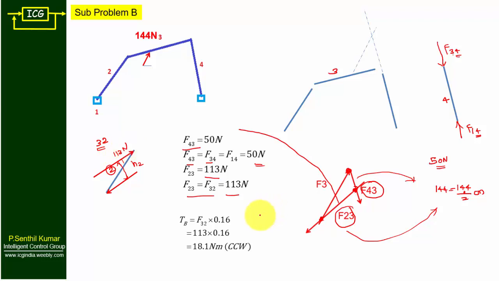So now I can find the torque. Torque equals F32, 113 Newton, multiplied by this distance. If you measure this distance, you will get 0.16. So 113 multiplied by 0.16 is 18.1 Newton meter. So what is the direction? This is the direction of force. The torque will be opposite. So this is the direction of torque, counterclockwise. That's why I have used counterclockwise at this point. So finally, a torque of 18.1 Newton meter acts on link 2 in the opposite direction.